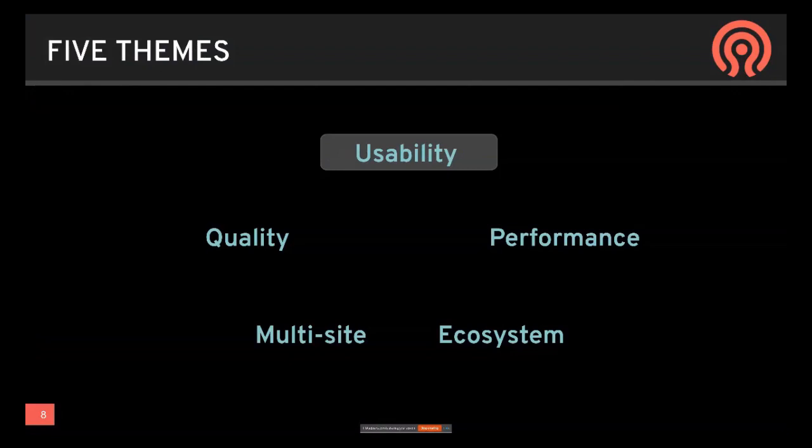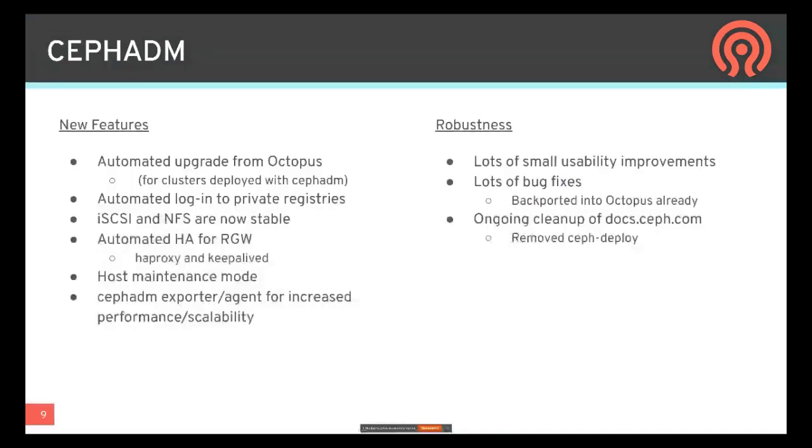We're going to break this down into sort of 5 topical groups, starting with usability. These are at a high level sort of the focus areas that we're looking at. So on the usability front, some of the biggest work is around cephadm, which is our integrated orchestration deployment tool. There are some new features in Pacific. First and foremost, there's an automated upgrade from Octopus clusters that have been deployed with cephadm.